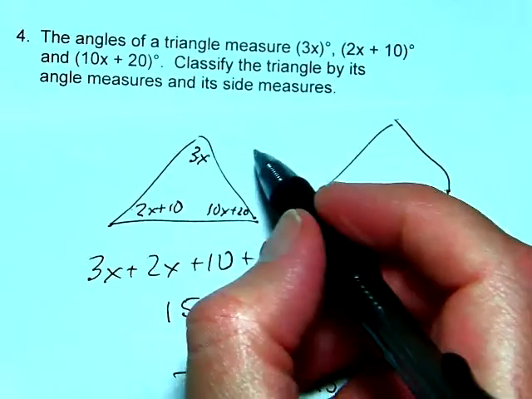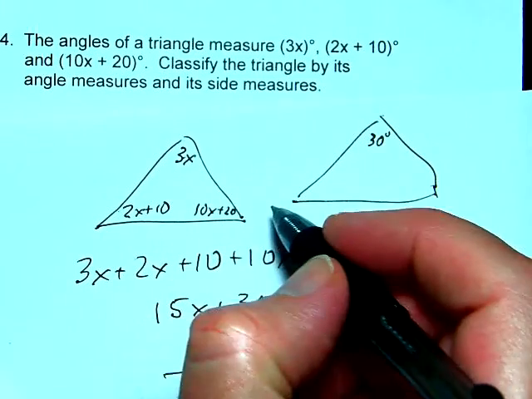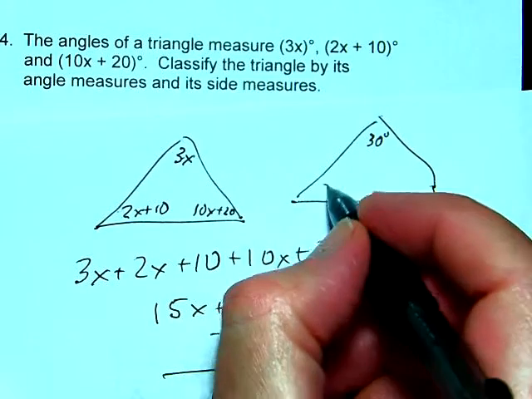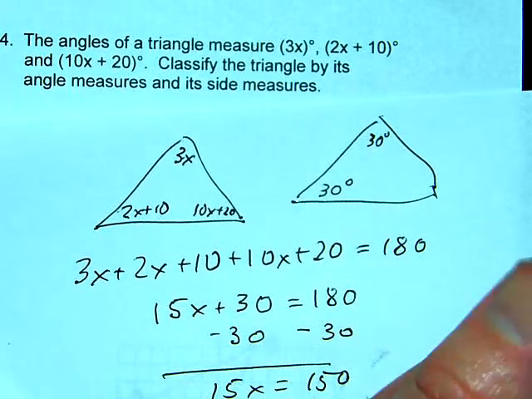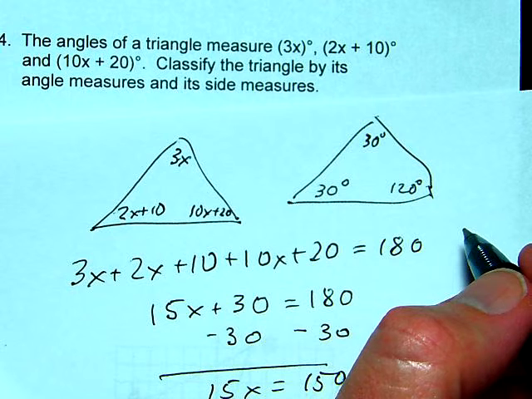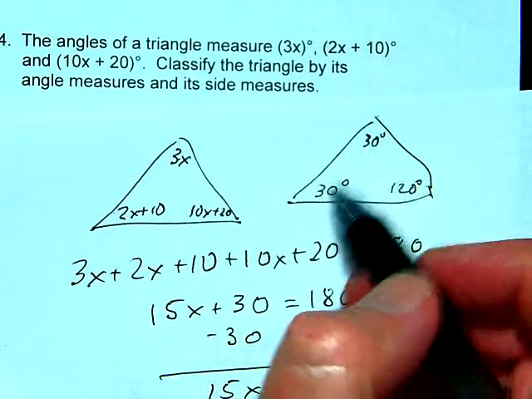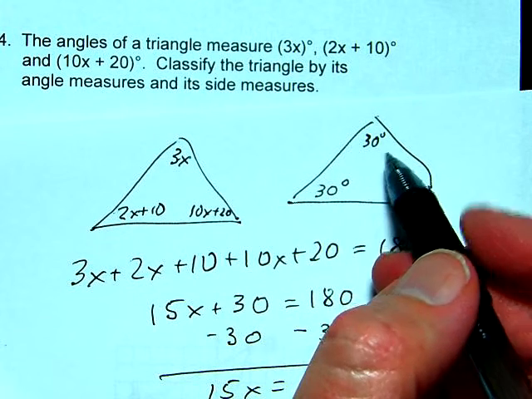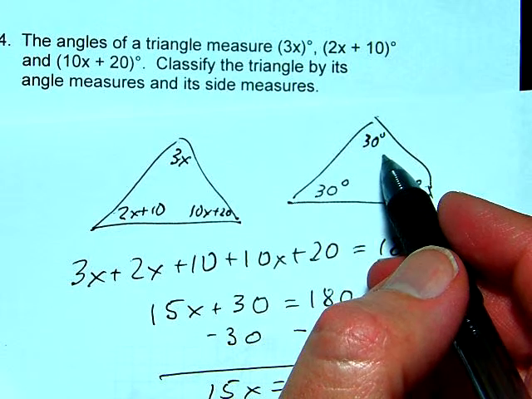So 3x is actually 30. 2x plus 10 is actually 30. And 10x plus 20 is 120. So these are the three angles of the triangle. It's an isosceles triangle. Two of the angles are equal. These are the base angles. So that makes it an isosceles triangle. And we're done.